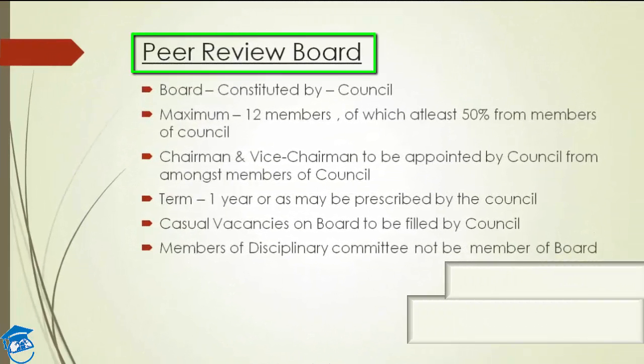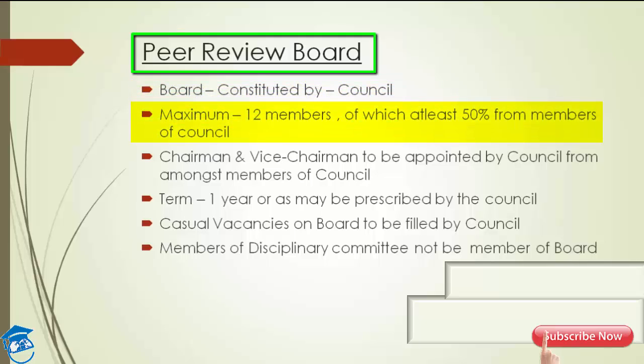So guys, this particular peer review board is a board which shall be constituted by the council of the ICAI. The board shall consist of a maximum of 12 members, which will be appointed by the council, of whom not less than 50% shall be from amongst the members of the council of chartered accountants, which has been set up under the act. The council may nominate the members of the board from outside bodies and from some of the prominent individuals who are of high integrity and reputation.